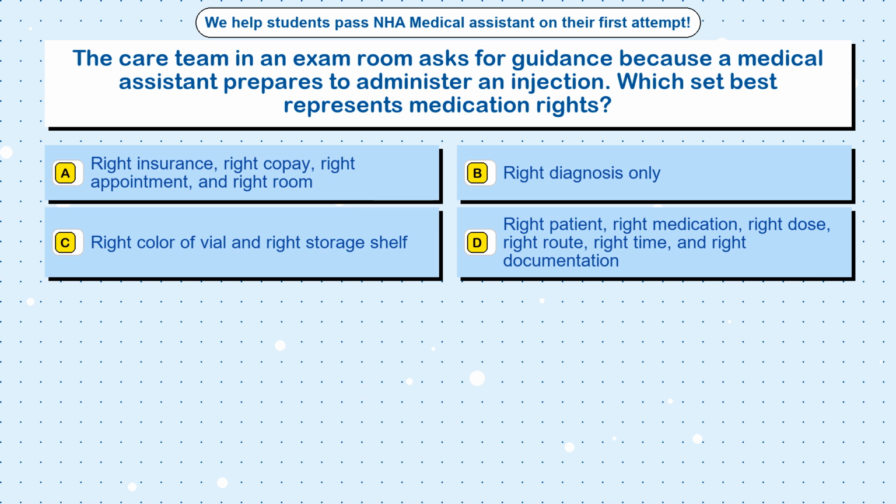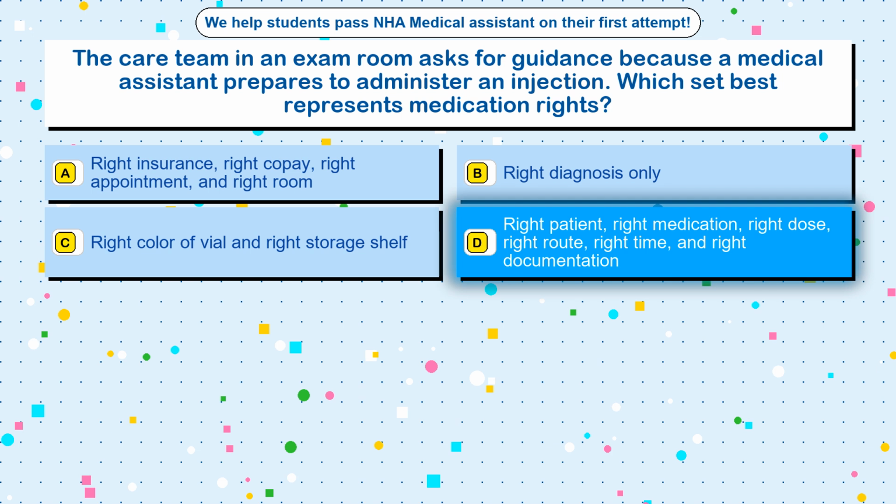Option B, right diagnosis only. Option C, right color of vial and right storage shelf. Option D, right patient, right medication, right dose, right route, right time, and right documentation. The correct answer is option D, right patient, right medication, right dose, right route, right time, and right documentation.